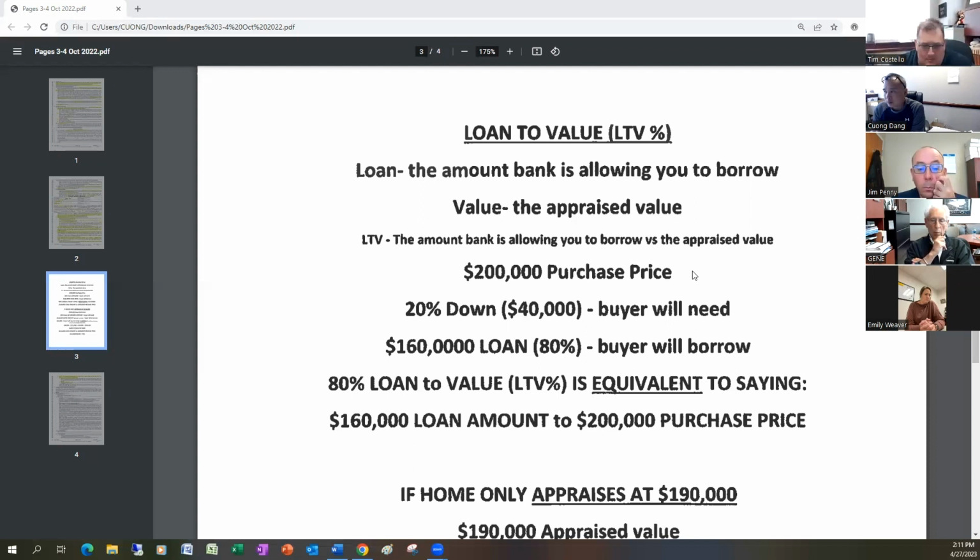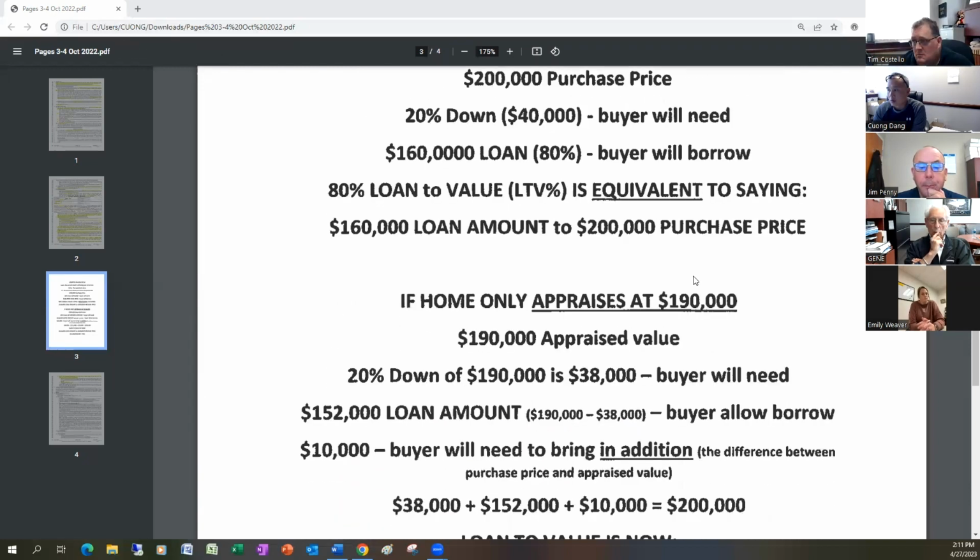80%. Okay, the buyer will borrow $160,000. The buyer will need $40,000. So an 80% loan to value in this case is equivalent to saying a $160,000 loan amount to a $200,000 purchase price. Okay, that's what it's saying. Now, what if the home only appraises at 190?